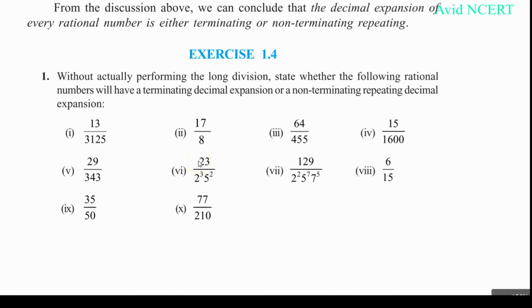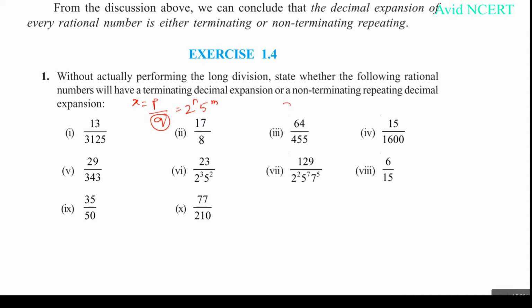So the sixth problem is 23 by 2 cube and 5 square. We have to find whether the rational number given has a terminating decimal expansion or a non-terminating repeating decimal expansion. The conditions for a terminating decimal expansion are that x should be of the form p by q, and q will be of the form 2 power n and 5 power m. If the rational number satisfies this condition, then it is said to have a terminating decimal expansion.